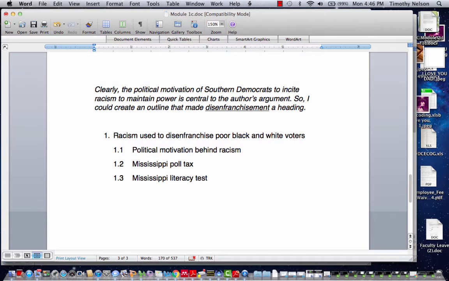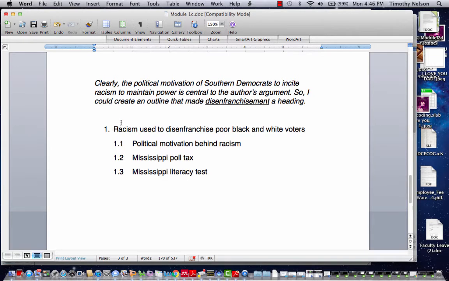So I could create an outline that made disenfranchisement, I hope you looked it up if you didn't know what it meant, it could make this a heading, right? Racism used to disenfranchise poor black and white voters. Well, how did that happen? There was a political motivation behind racism. Okay, in other words, we're inciting people to have these kinds of attitudes. There's a poll tax that the article talked about in Mississippi, and there's a literacy test.